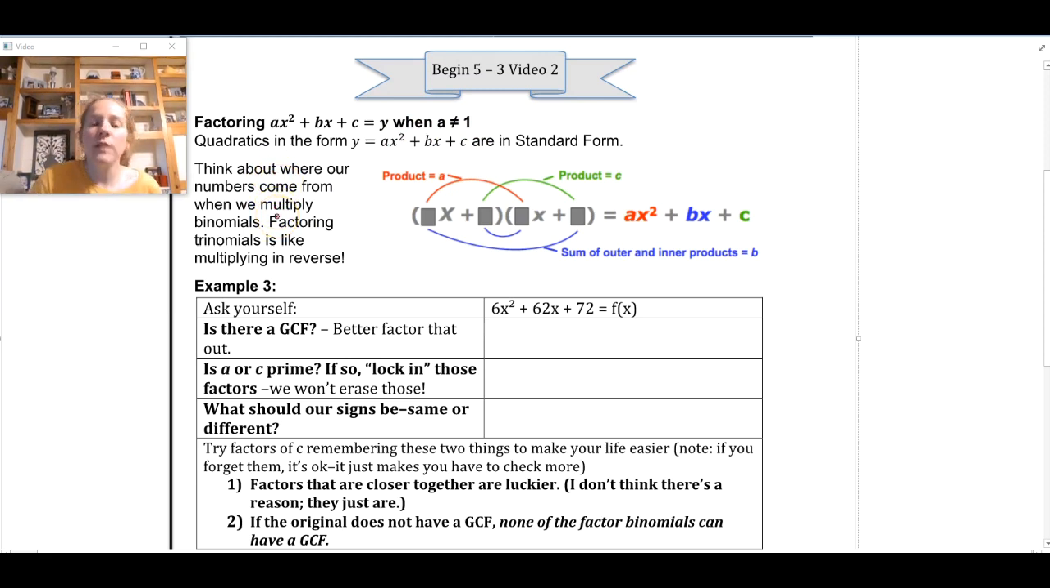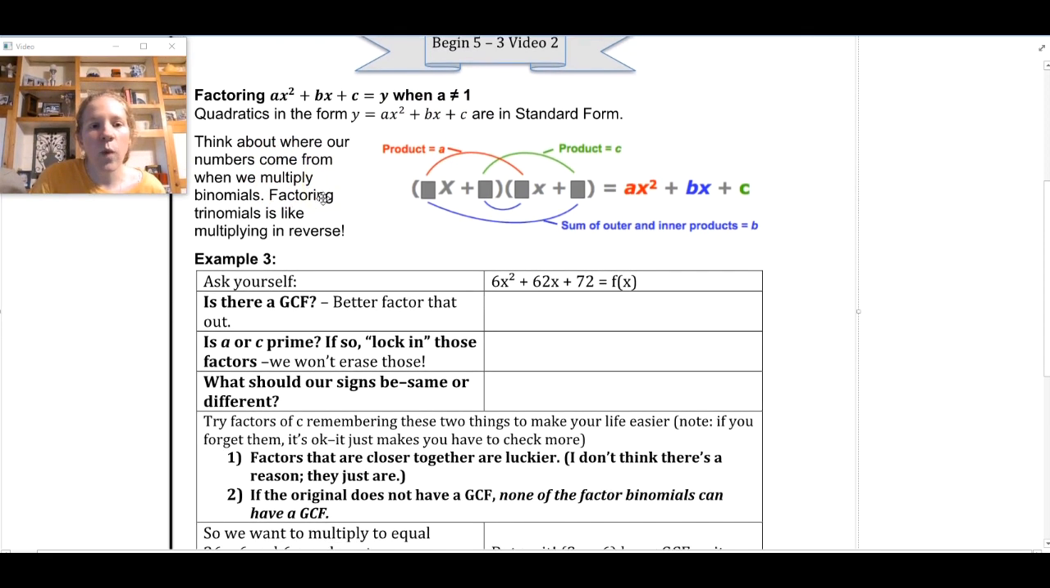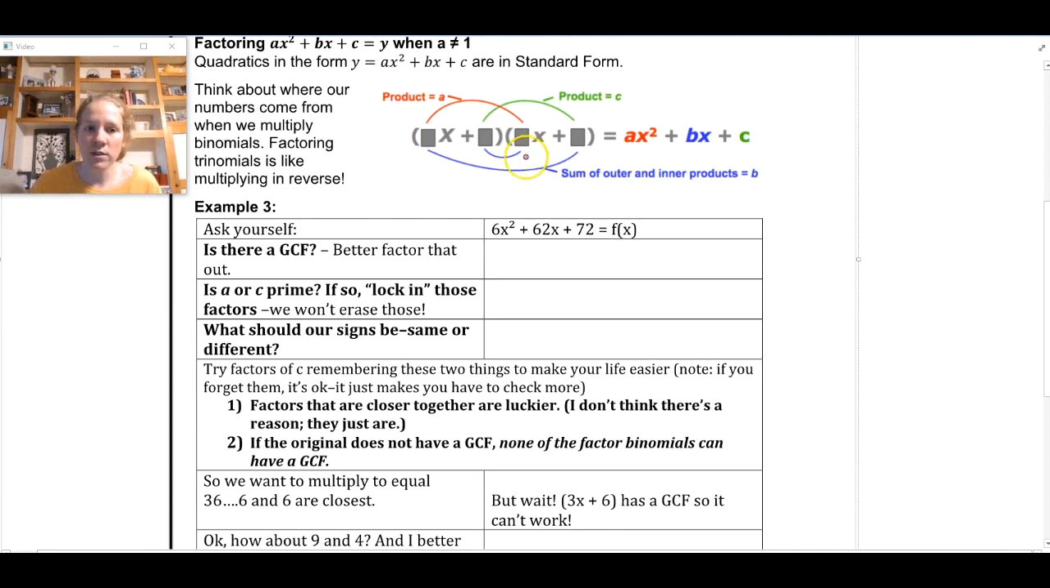All right, so in order to really be able to do this, you have to think about where the numbers come from when we multiply binomials. Factoring is just like multiplying in reverse. So when we multiply two binomials, we multiply this first term times the first term here, and that's where that A comes from, right? If this were 2x plus 1 and 3x plus 4, then that 2x times 3x gives me 6x squared. That's where that A comes from.